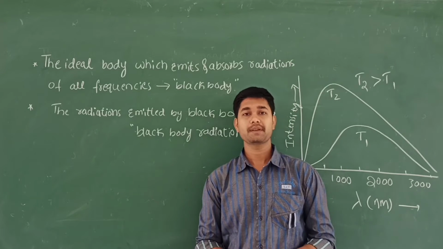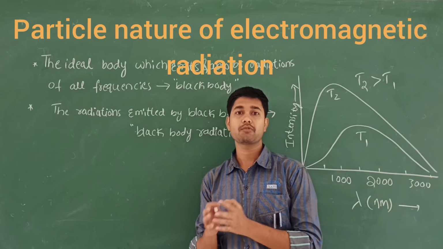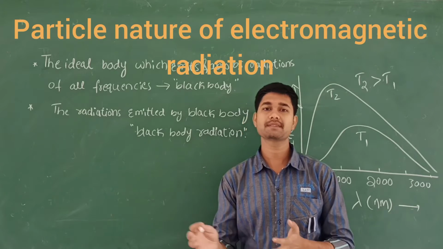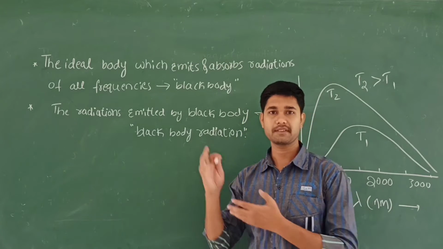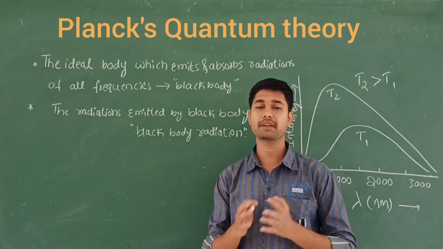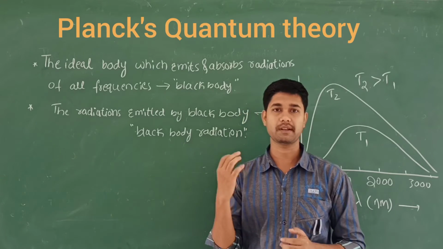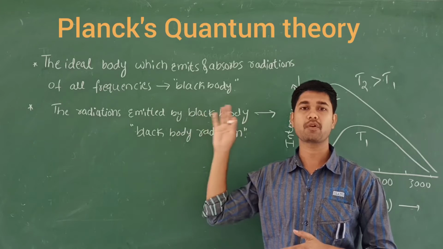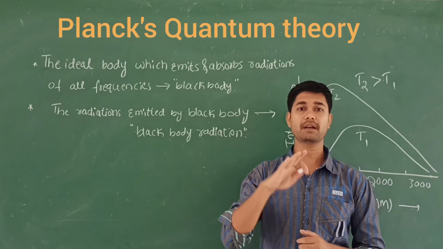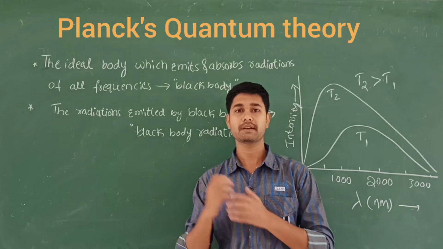Let us discuss the particle nature of electromagnetic radiation. What is this electromagnetic radiation? That is also called Planck's quantum theory of radiation. So, a new scientist is going to come across this electromagnetic radiation, called Planck's quantum theory, based on the particle-wave nature of the electromagnetic radiation.